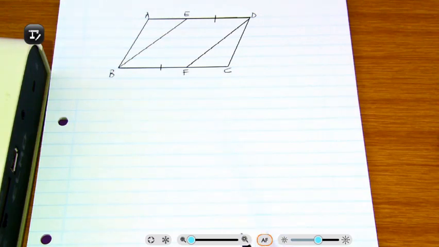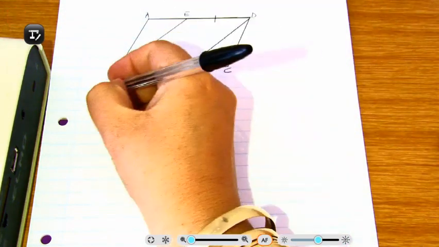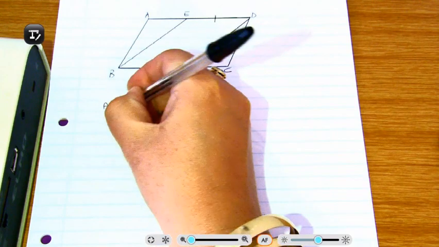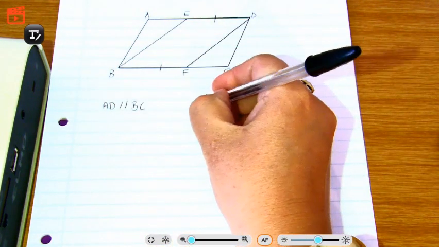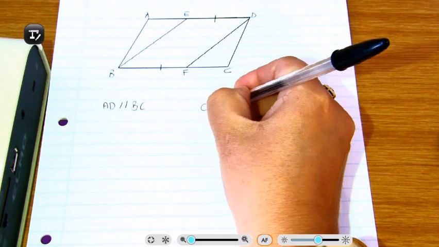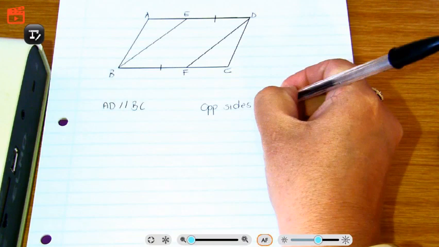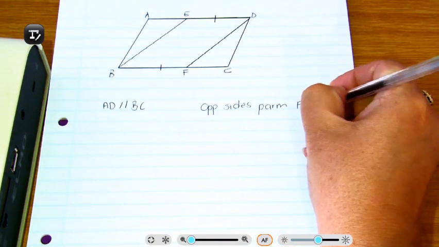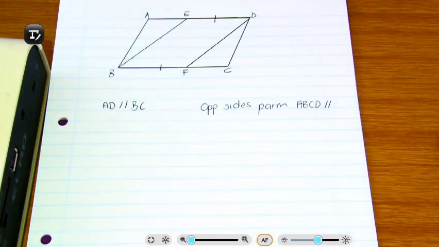So the first thing that we are going to do, you're obviously going to have your statement and reason. We should know that AD is parallel to BC, and that's because they tell us that it is a parallelogram. So your reason is opposite sides of parallelogram ABCD are parallel. So that's quite straightforward.